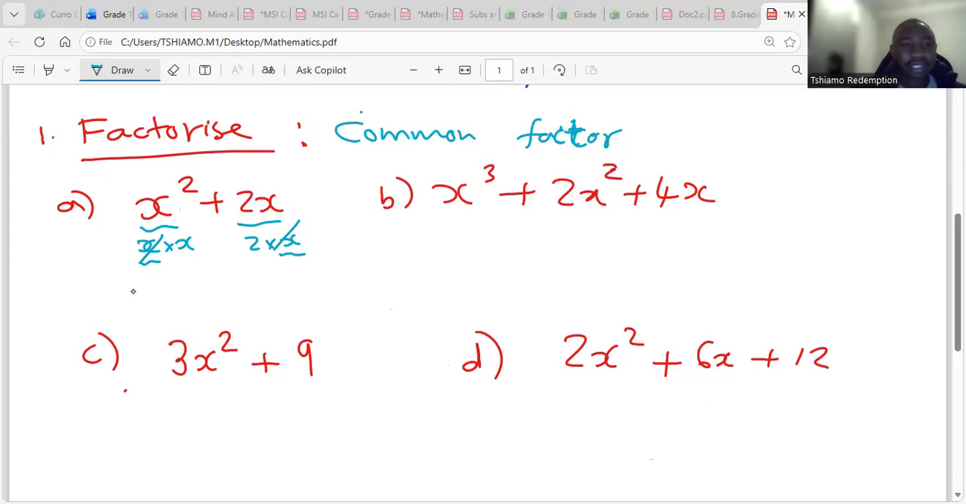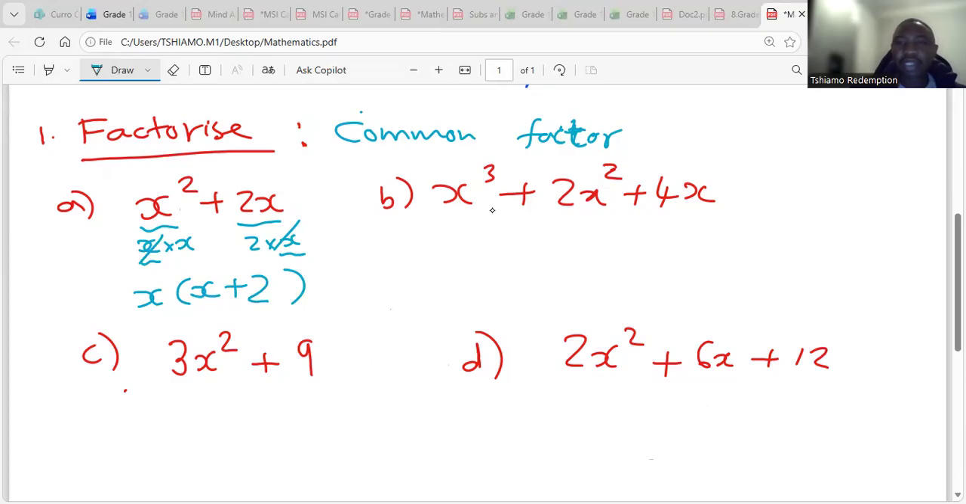So I'm going to take the common factor out, and then inside the bracket I write what is left after taking out the common factor. If I take out x there, I'm left with what? 1x. Plus, if I took out x from each, I'm left with 2. So inside the bracket, you write what you are left with. I hope you get it.